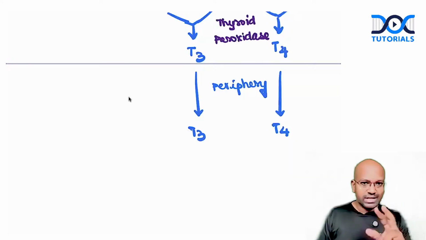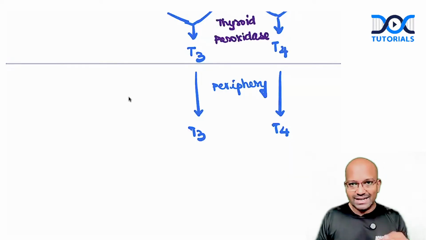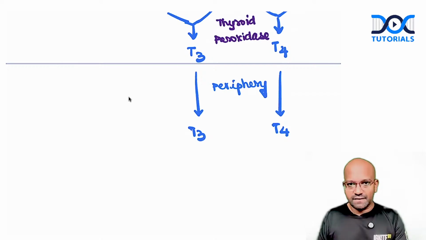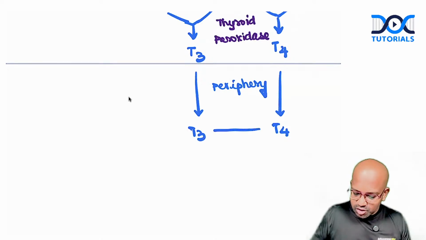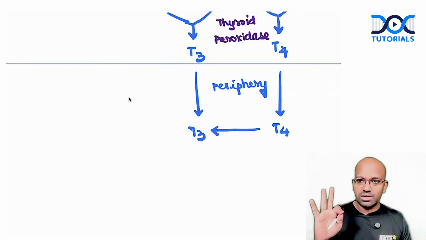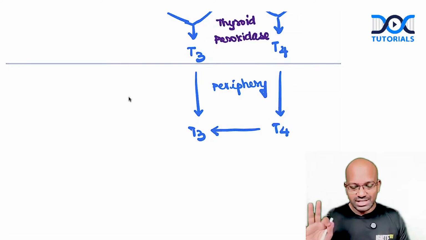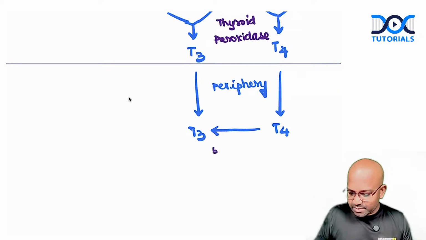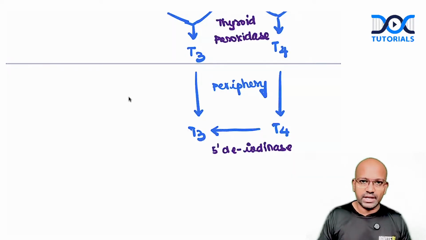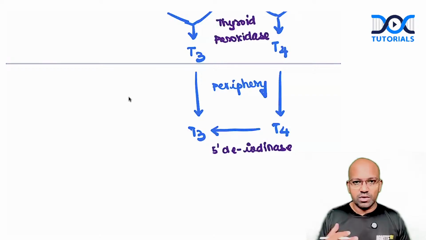Now, among these two, T3 and T4, which is going to be more active inside the body? An important question, guys. T3 will be more active, T4 will be less active. So there will be conversion of T4 to T3, which happens in the periphery. 4 iodide is converted to 3 iodide, which means deiodination is happening here. This step is catalyzed by 5-deiodinase enzyme. T3 is called triiodothyronine, whereas T4 is called tetraiodothyronine.